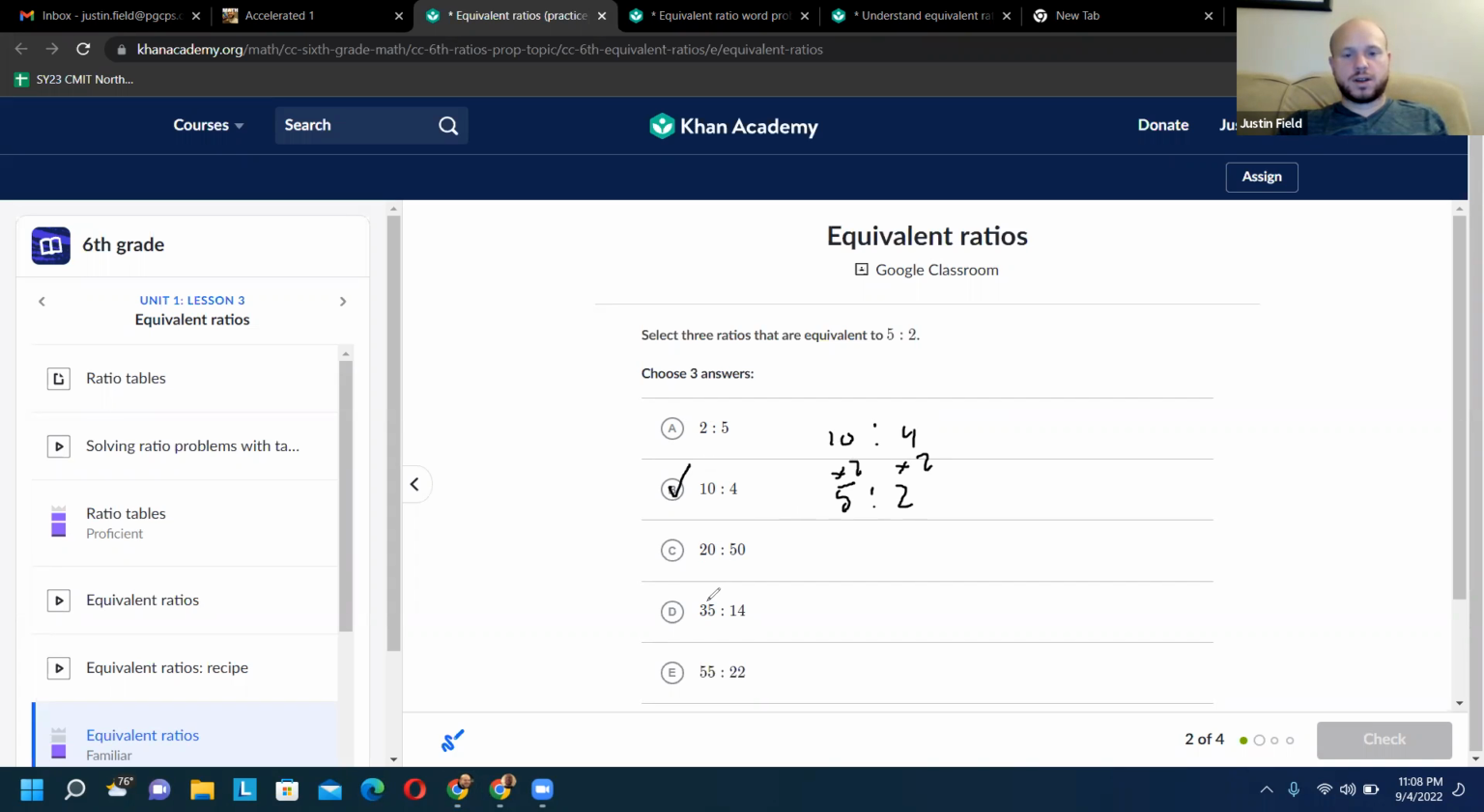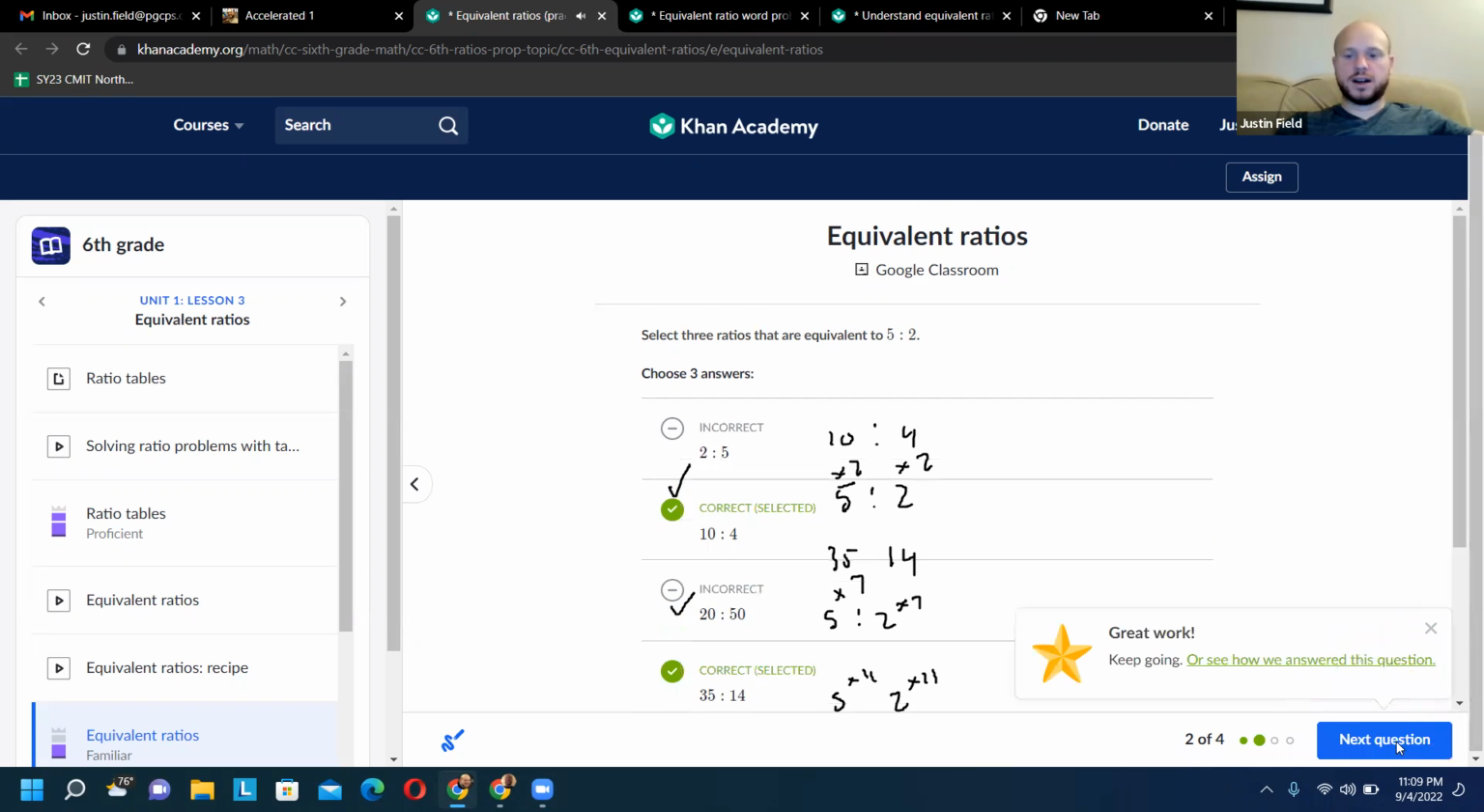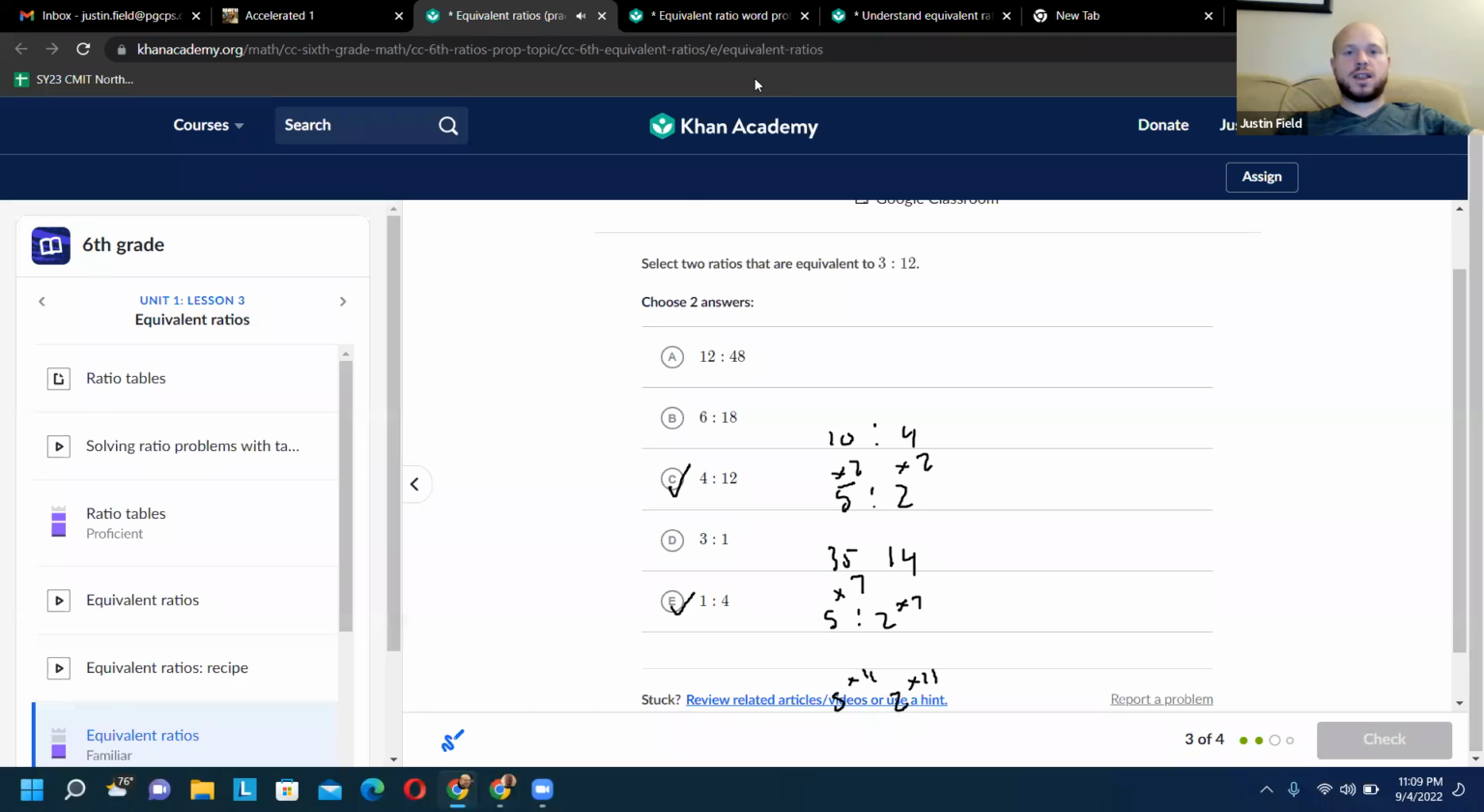Then how about 35 to 14? So starting with 5 to 2, if I multiply 5 by 7, I get 35. So then I would have to multiply 2 by 7, and I would get 14. So that one works. And then definitely this one is just 5 to 2, both multiplied by 11, right? So did not need my backwards ratio. Ta-da! Equivalent ratios.